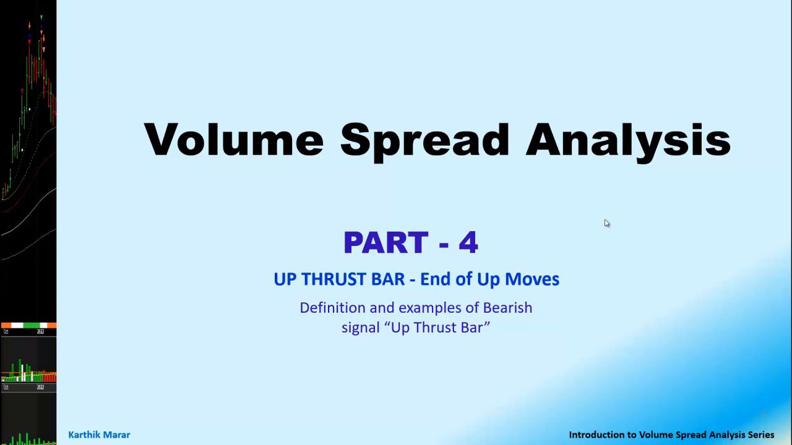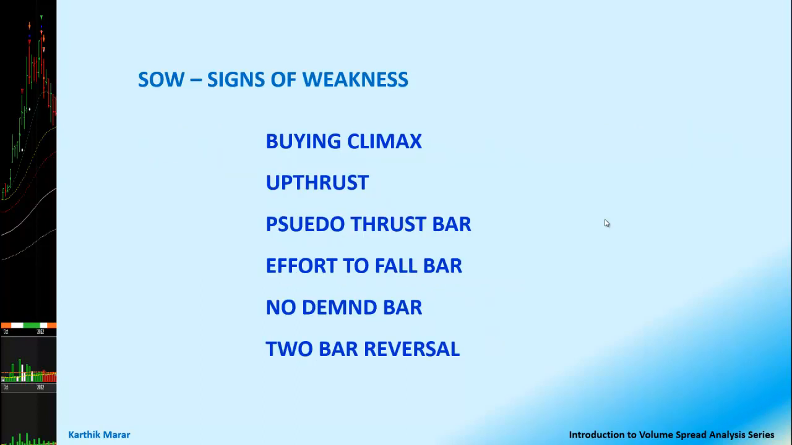In part 3, we started looking at the various signs of weakness, or SOWs. The various SOWs are the buying climax, upthrust bar, the pseudo-upthrust bar, effort to fall bar or effort to move down bar, no demand bar, and the 2-bar reversal. In the last part, we looked in detail at the buying climax. Now we will move on to the next sign of weakness, which is the upthrust bar.